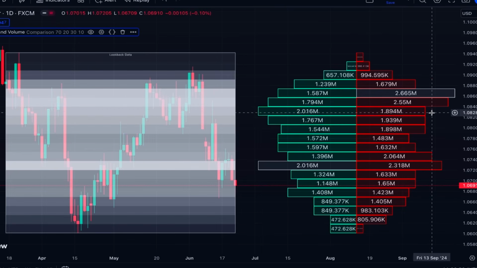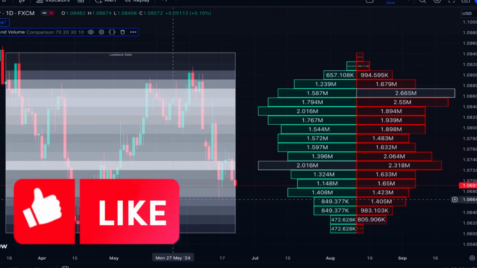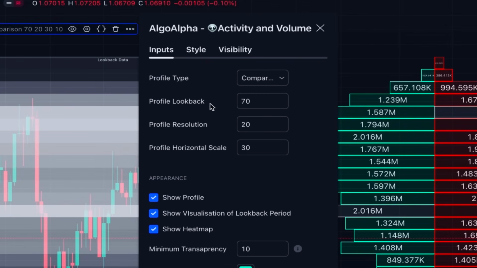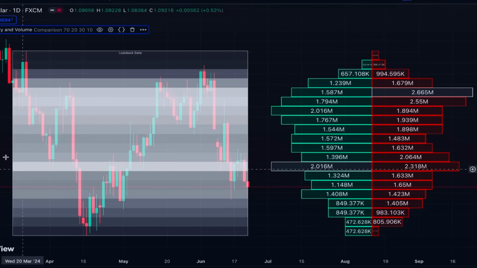These volume activities are also reflected here on the price chart as a heat map, and you can see we have different shades from white to black depending on the volume level for each price range. This will help you to quickly evaluate the interest levels of the market participants in each price range. Please pay attention that by default, the profile look-back period is set at 70, and this means that the indicator is considering 70 candles here to visualize this information for you.